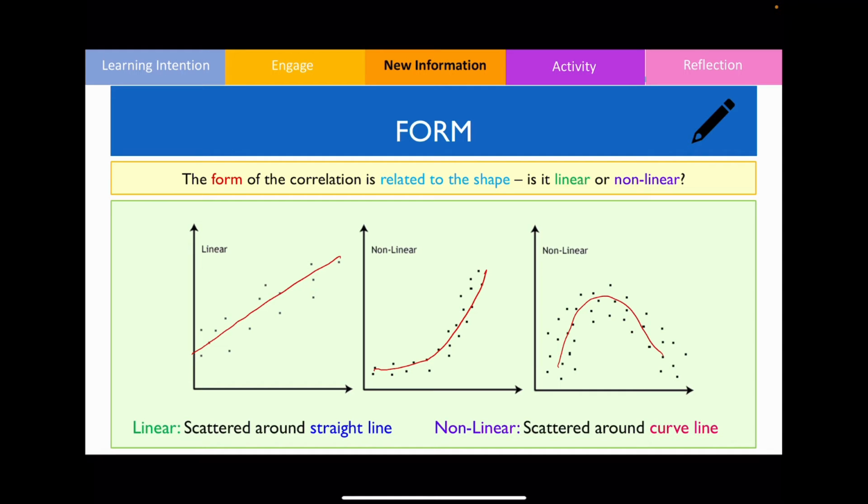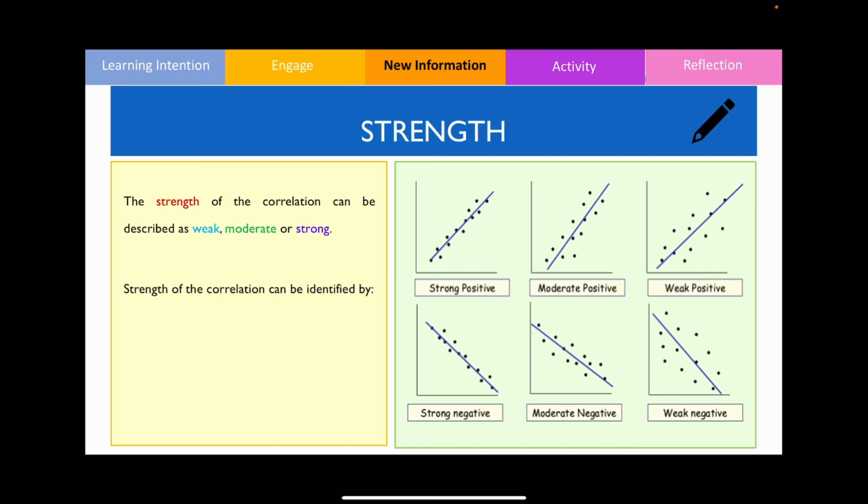The last thing that we need to address when talking about the correlation is the strength. The strength of the correlation can be described as weak, moderate, or strong, and there are two ways in order for us to determine the strength of the correlation. One of the ways in which we can identify the strength of the correlation is by examining the density and position of each of the data points in the scatter plot and comparing its distance to the line of best fit if it's not drawn.